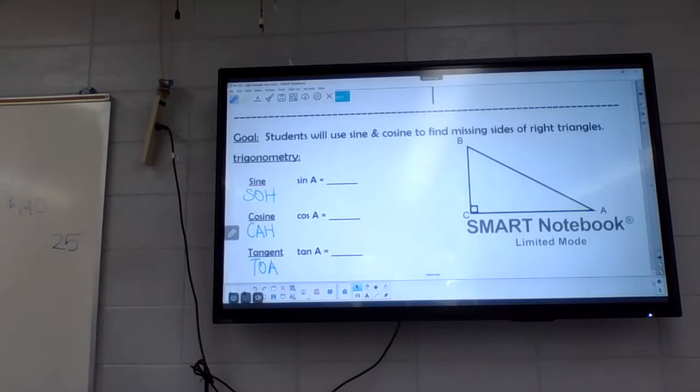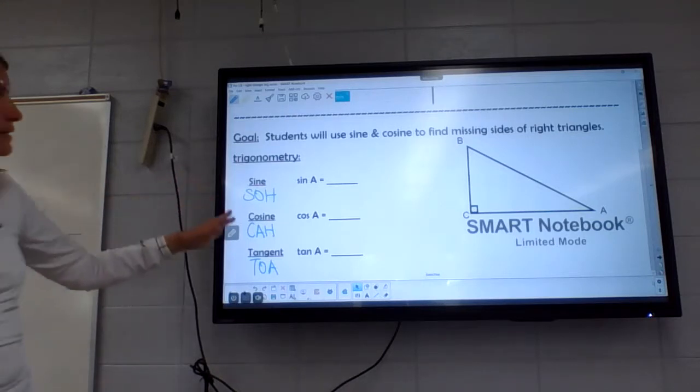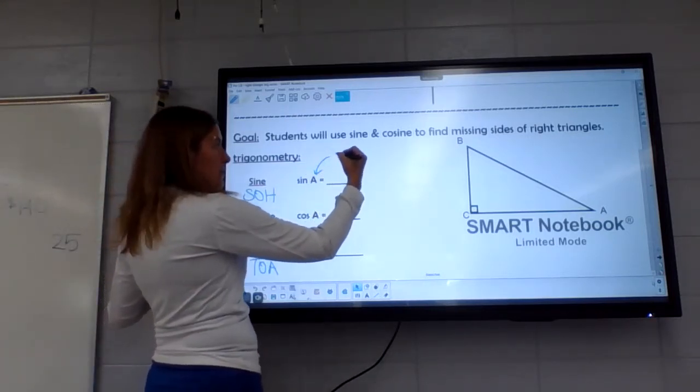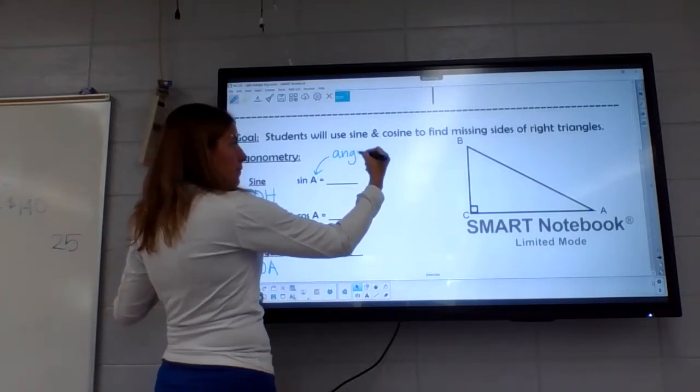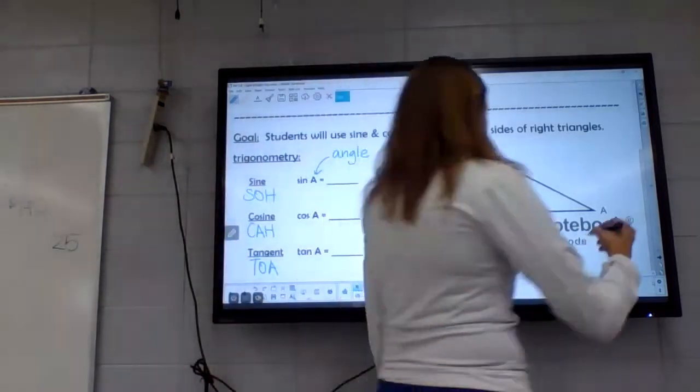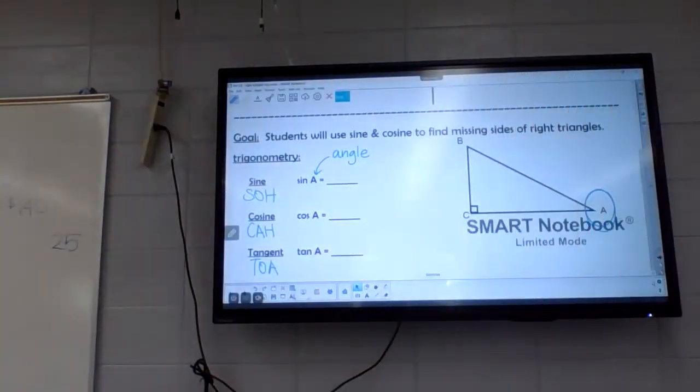So the O, H, and A all stand for a different piece of the triangle. And everything is based off of the angle of reference. So this is our point of reference. So we're talking about angle A. I'm going to label everything based off of angle A.